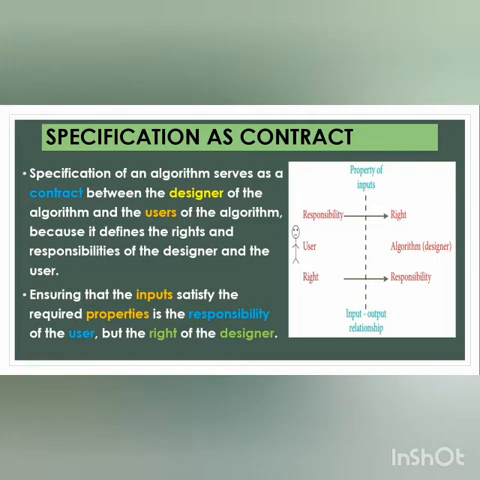For example, if the user didn't give the correct input and its properties, he or she will not get the desired output. So, this is the responsibility of the user, not of the designer. But the designer has the right to get the correct input properties from the user. For example, a girl wants to stitch a churidar. She approaches a tailor.